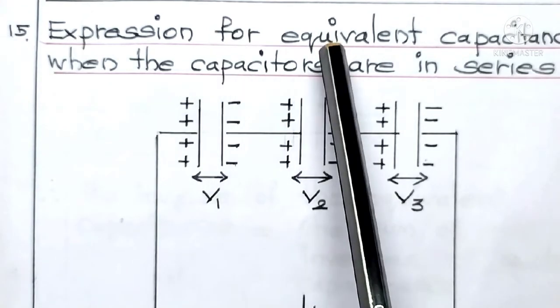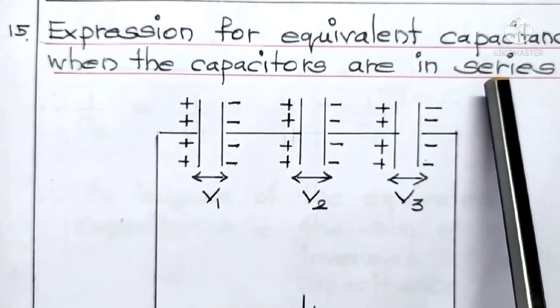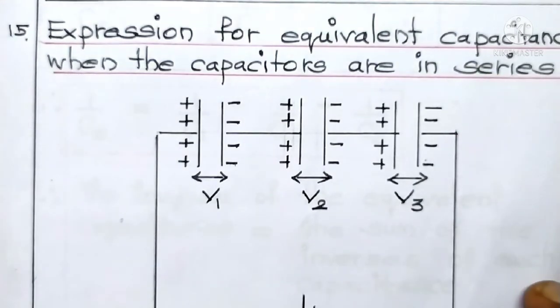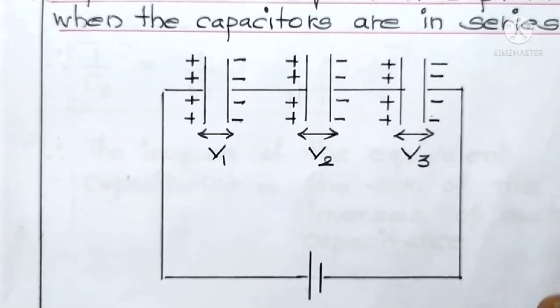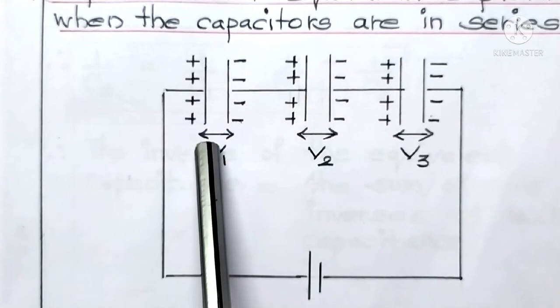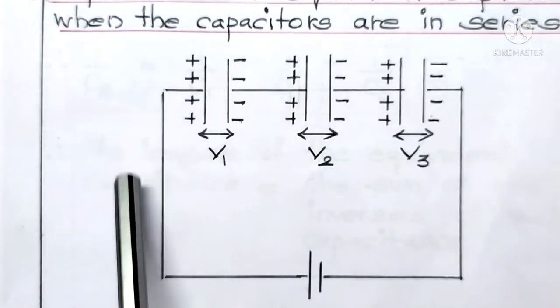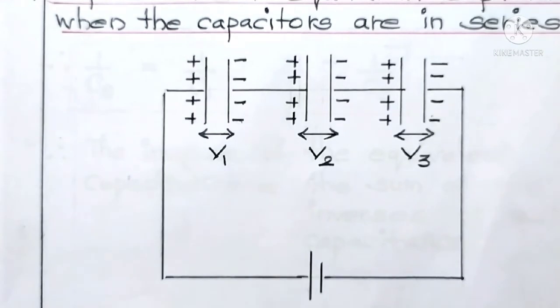Expression for equivalent capacitance when the capacitors are in series. Now let us have a close look at this diagram. Here comes the diagram. There are three capacitors which are connected in series, and in turn they are connected to a cell.